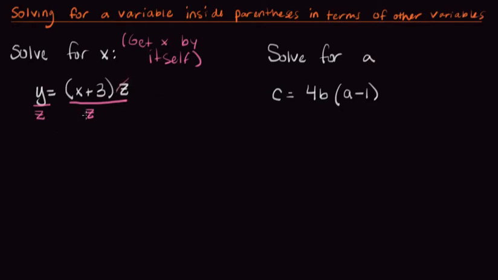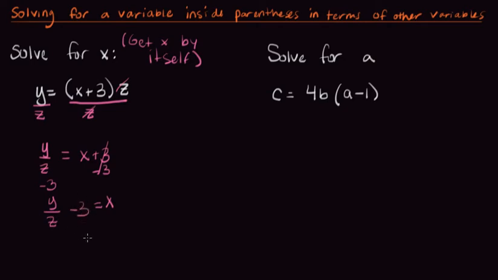So now z over z is equal to 1, so we don't need to write it over there. And then on this side, we have y over z. So now we have y over z equals x plus 3. And at that point, we can take the parentheses away because they're not doing anything anymore. Now we want to get x by itself. So it's x plus 3, so we need to subtract 3 from both sides. So here we have x equals y over z minus 3.